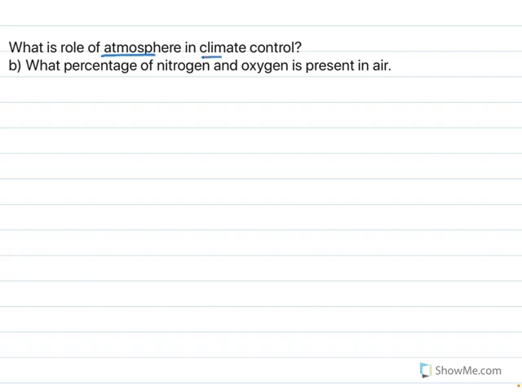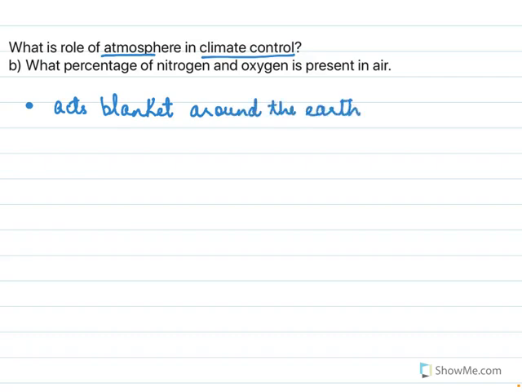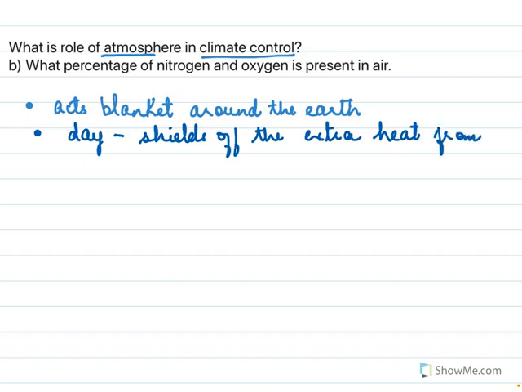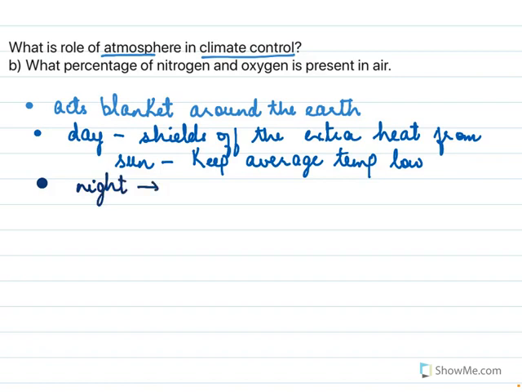What is the role of atmosphere in climate control? The one point you will write is, atmosphere acts as a blanket around the earth, and hence during the day it shields off the extra heat from the sun. And this keeps the average temperature low, doesn't become very hot. And during the night, it prevents the escape of heat.